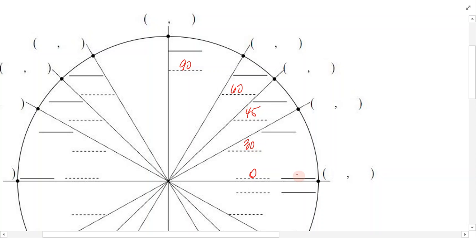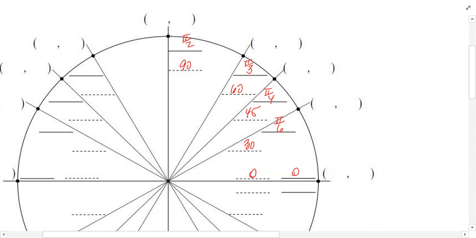Now let's change those to radian values. They're all just fractions, aren't they? Well, let's go in order. So we're going to go 0. Pi over 6 is the smallest one right there. Then we have pi over 4, pi over 3, and then pi over 2.